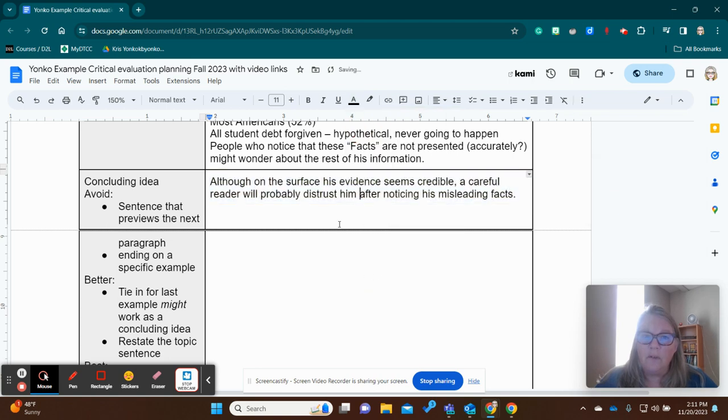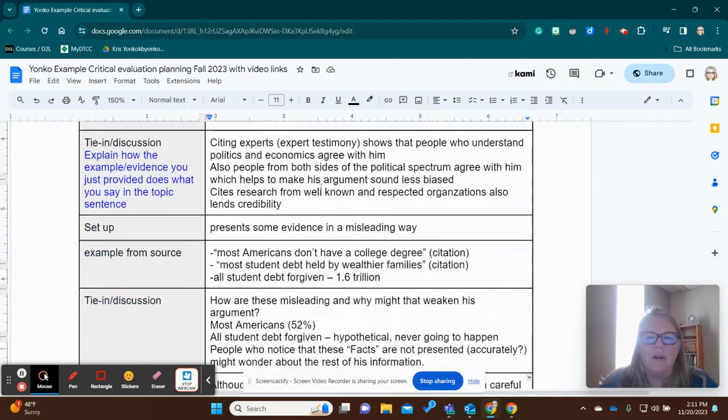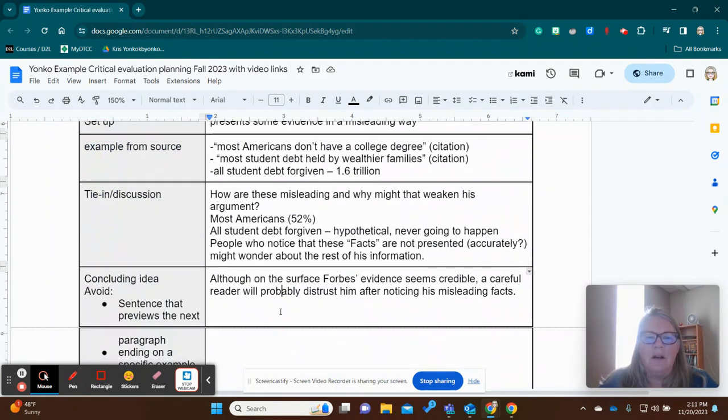So although on the surface, I might say Forbes' evidence seems credible, a careful reader will probably distrust him after noticing his misleading facts. So it's repeating the idea that some of it's credible, some of it's misleading, but here's the so what, he might lose people's trust, which that's kind of in the topic sentence too.